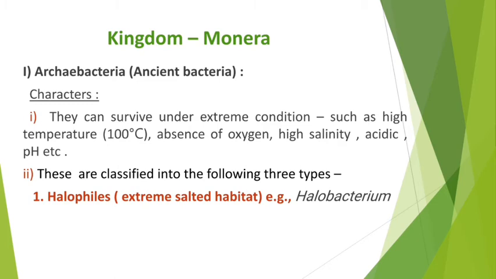One example is mentioned here. The example is Halobacterium. So Halobacterium is an example of halophiles, and halophiles are a group of Archaebacteria. Halophiles will be found in extreme salted habitats. So in very high salinity conditions, you will find this group of bacteria.